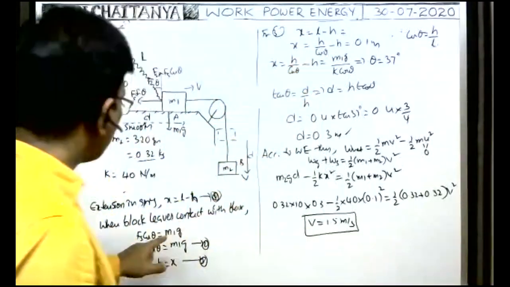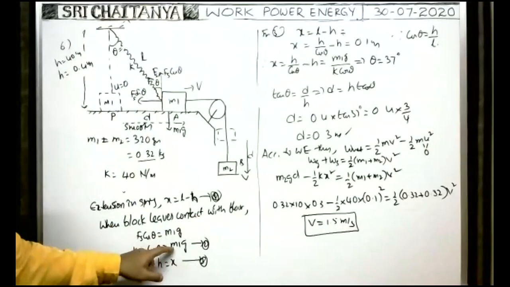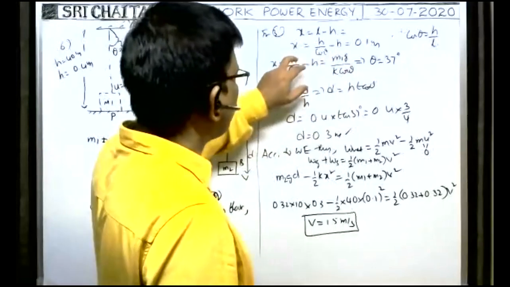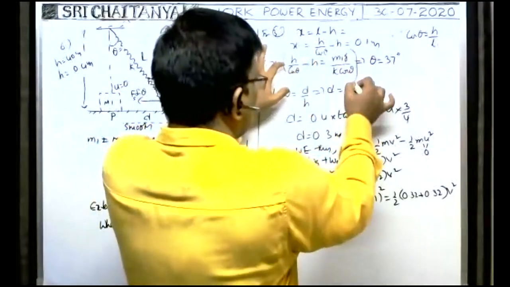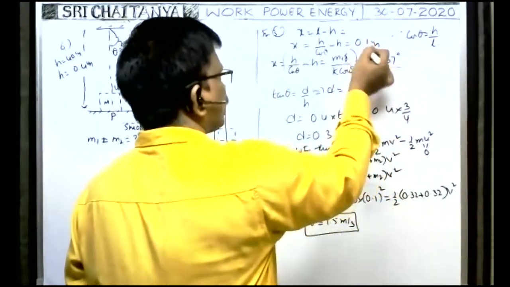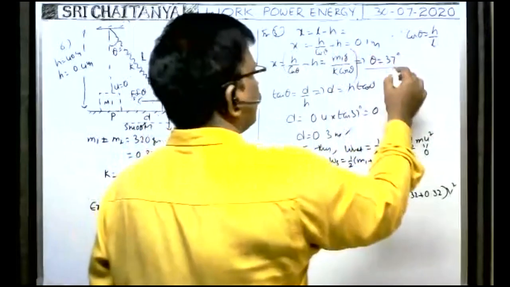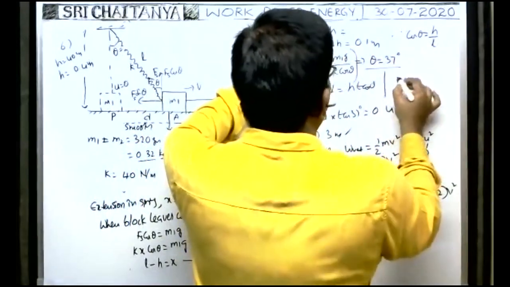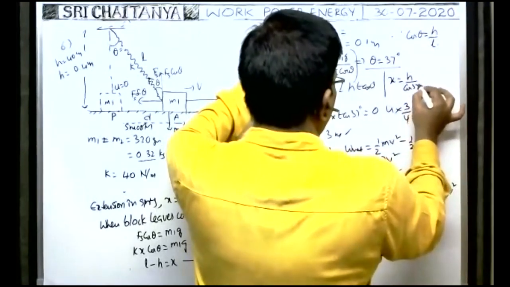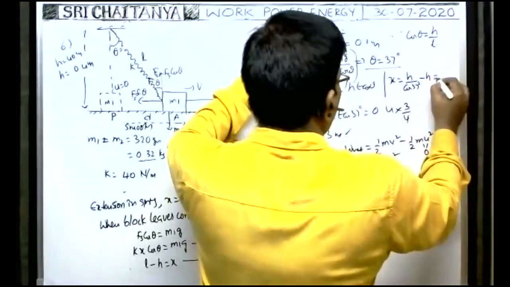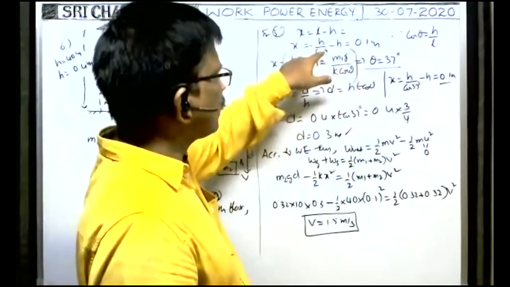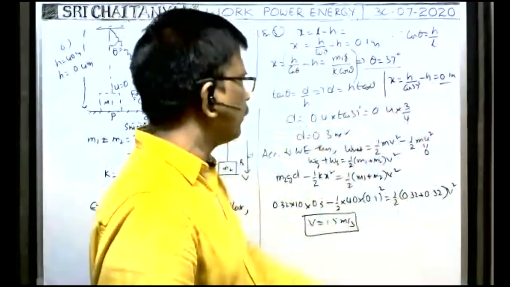This is the extension. But from this formula, x is equal to m1g by k cos theta, we can write now. Here every term is known except theta. So from this, if you calculate theta, then you will get theta is equal to 37 degree. If you substitute theta value here, then from this equation, you will get x is equal to h by cos 37 degree minus h. If you simplify them, you will get 0.1 meter.